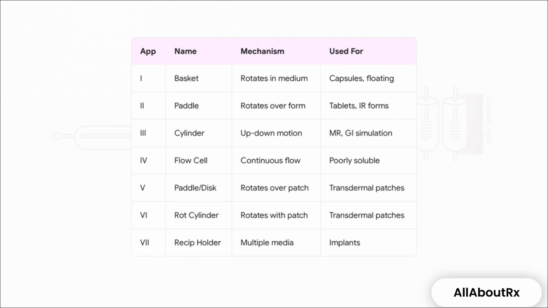You can clearly trace the evolution from the simple rotating basket of Apparatus I used for floating capsules, down through the pH simulating reciprocating cylinder of Apparatus III, into the transdermal tools of V and VI, all the way to the complex reciprocating holder of Apparatus VII for implants. Seeing them side by side like this, it makes the distinct mechanism of each one crystal clear.